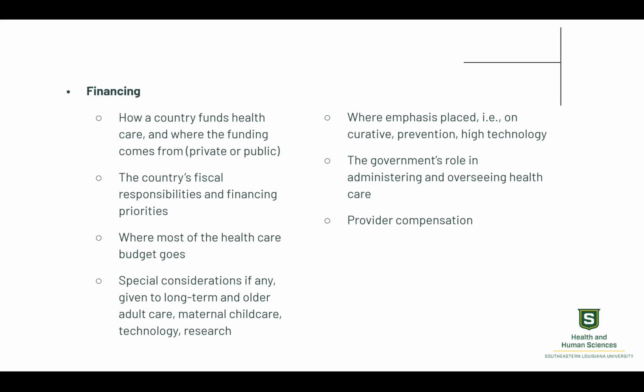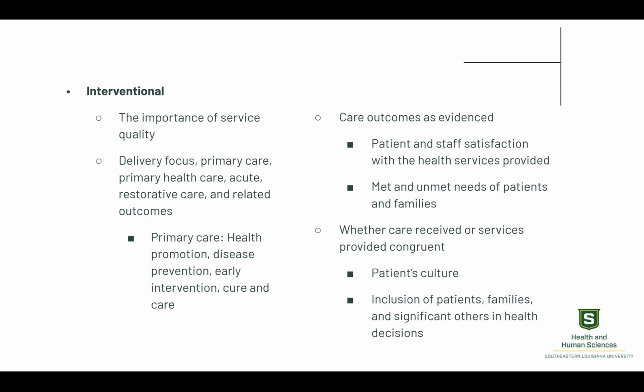With financing, a couple of things we're looking at include where the health budget goes. Just because it's earmarked for health does not necessarily mean everything goes into everything. Some health financing will go more into secondary and tertiary care than to primary care. Such a healthcare system is not going to have the same outcomes as a healthcare system where a lot of its health financing is going into primary care or preventative care. So that is very important to look at, and also the government's role in administering and overseeing health care.